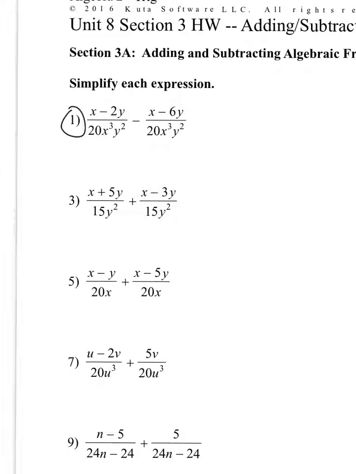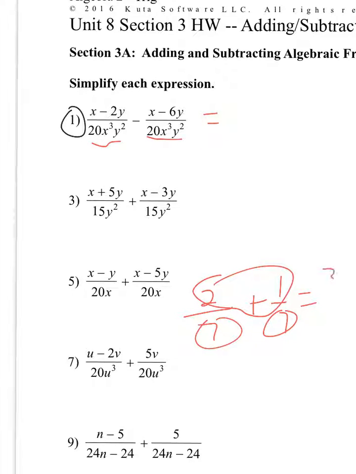If you look at number 1, notice we already have a common denominator. The rule with algebraic fractions is, when you already have a common denominator, let me look at a numeric one. If I have 2/7 plus 1/7, the denominator is already the same. I add the tops, and the denominator stays the same. So that would be 3/7. The same thing is going to be applied to algebraic fractions.